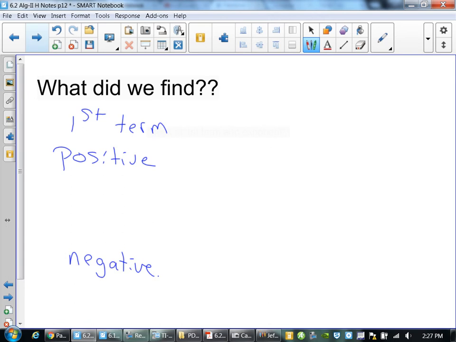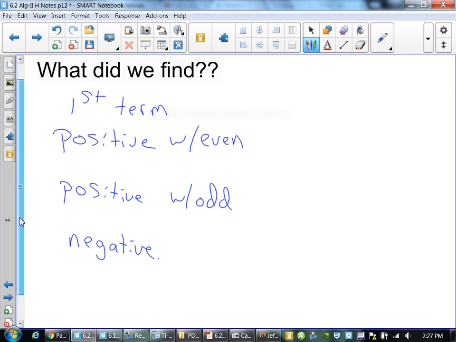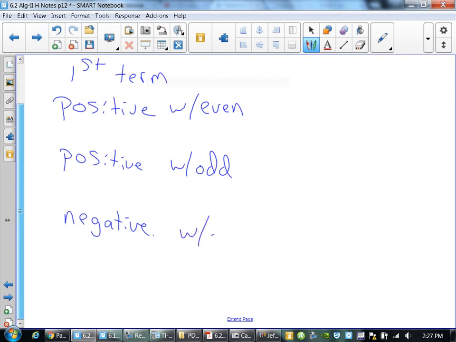So your first term can be positive with even. First term could be positive with odd. Negative with even. Or negative with odd. So what this is going to tell me is that anytime I see a positive first term with an even exponent, what are my tails always doing? Up. Tails are always up. I should probably put exponent in here so you guys remember that.